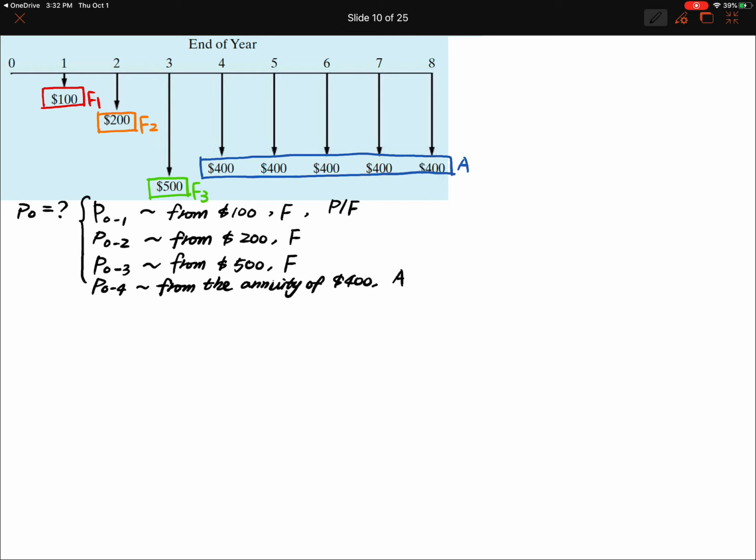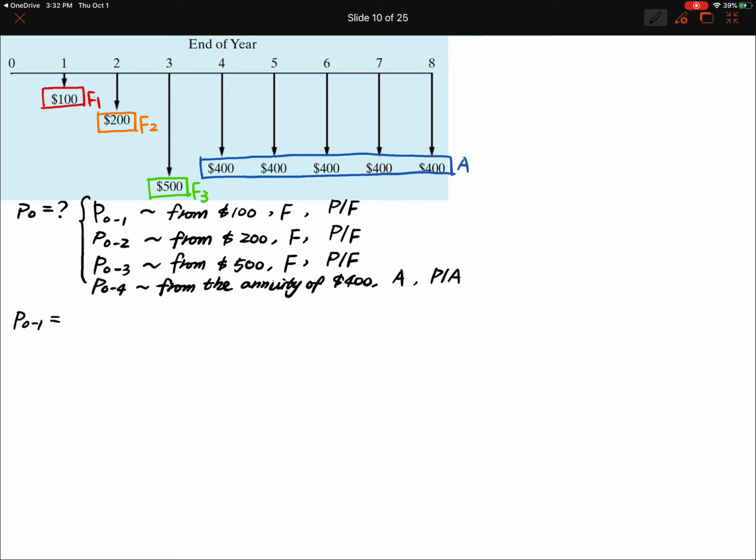The P01 is to find the P given F, okay? P02 is also to find the P given F. P03 is, the problem is also to find the P given F. P04 is to find the P given A. So this is just easier for you to find out the equation and to find out the factor. Okay? You can do this to the previous question as well. So now let's calculate what is P01, 02, 03, then 04.